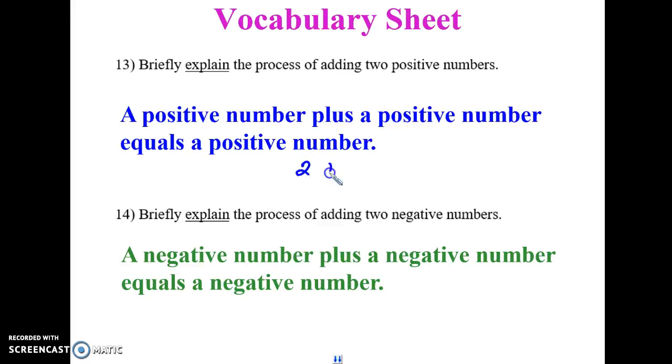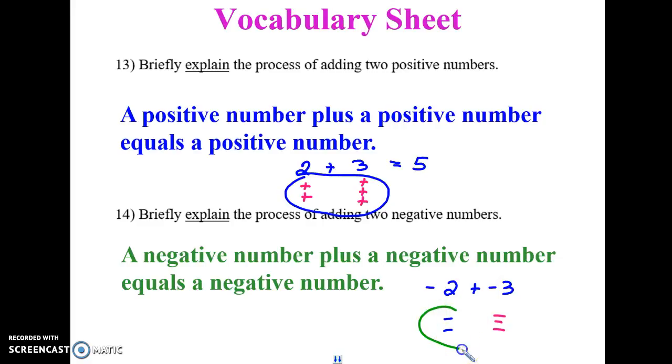If I had 2 plus 3, if you're using integer chips, here's 2 positives, and I'm throwing in 3 more positives. Altogether, you have what? Yeah, you have 5 positives. If I'm doing negative numbers, if I have -2 plus -3, well, here's 2 negatives, and now I'm going to add 3 more negatives. So altogether, I have what? Yeah, 5 negatives. You can help explain by showing examples.